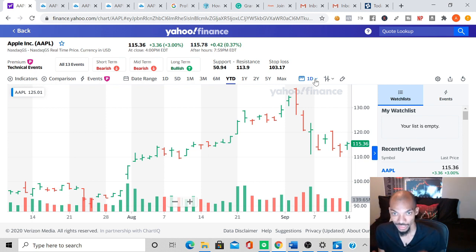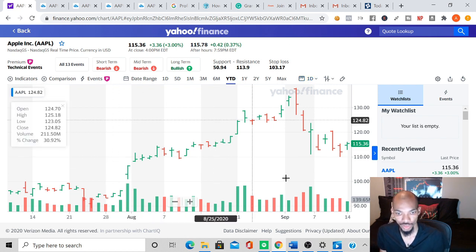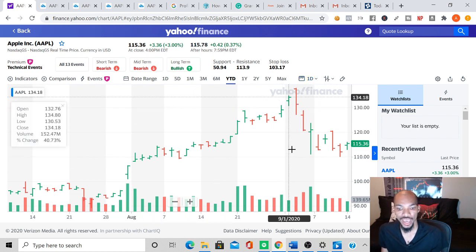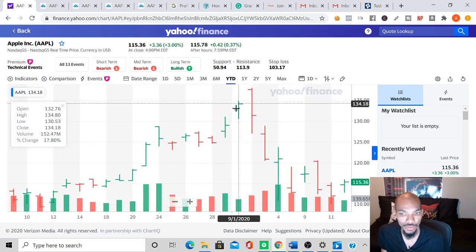So next thing I will look at is the colors. Green means the stock price went up. Red means the stock price goes down. All right, so we got that squared away. Now what we're going to do is look at September 1st, 2020. Now let's zoom in a little bit more.